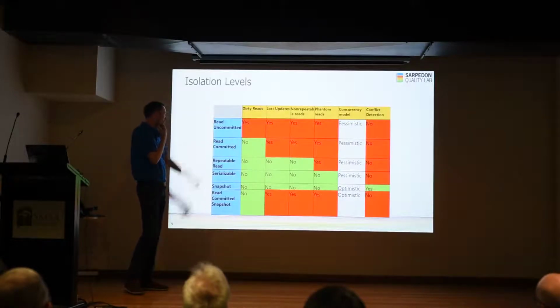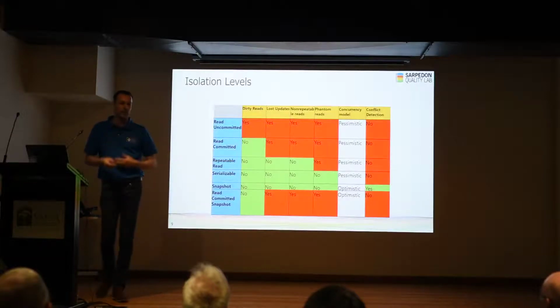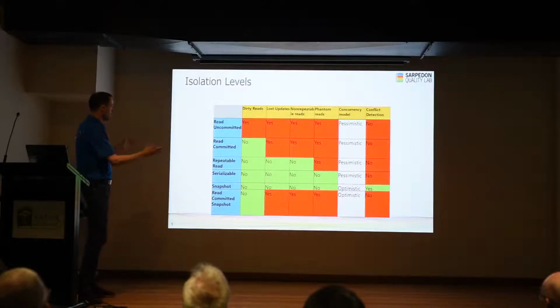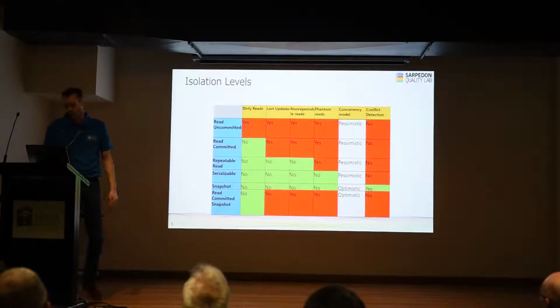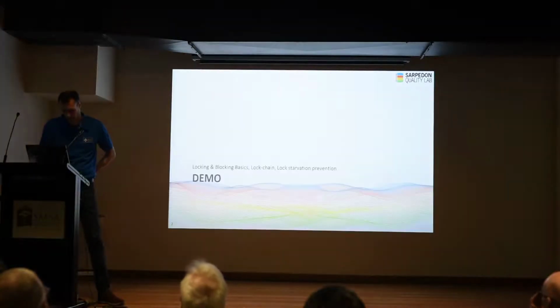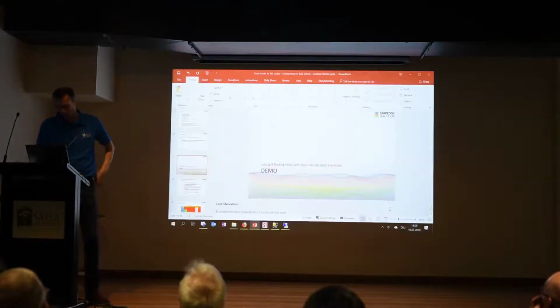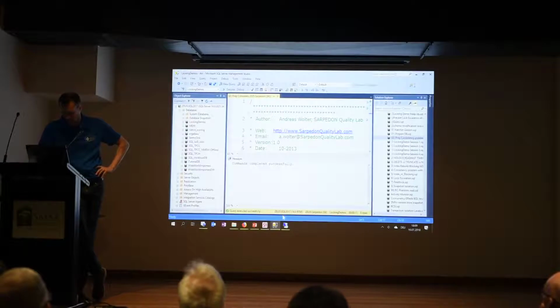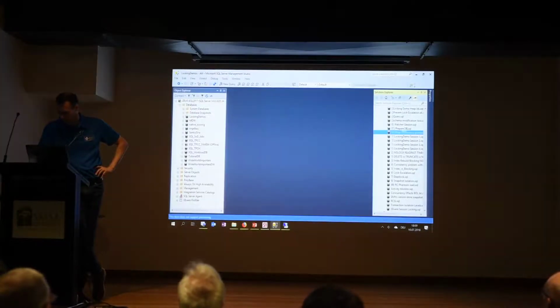And serializable is completely preventing all of that. Basically, it behaves like one person works after the other on the data, really putting the transactions serially behind each other. So I will hopefully have some examples of some of them. Let me just start with one basic example to warm up a little bit with locking and blocking.